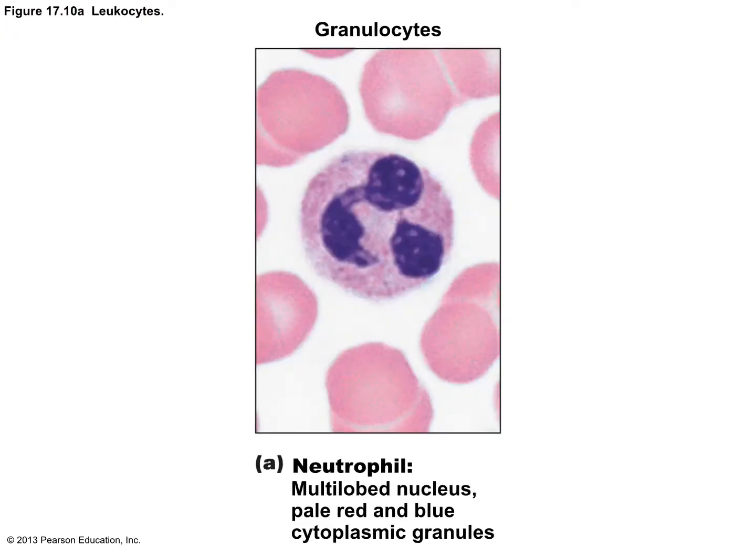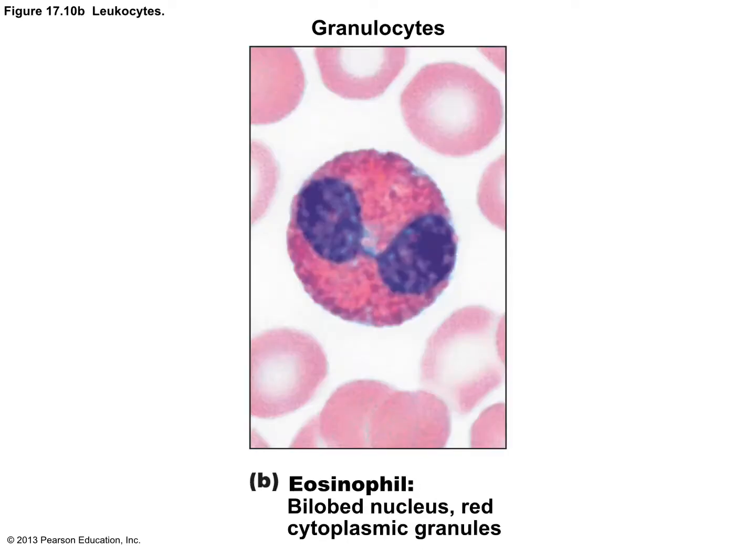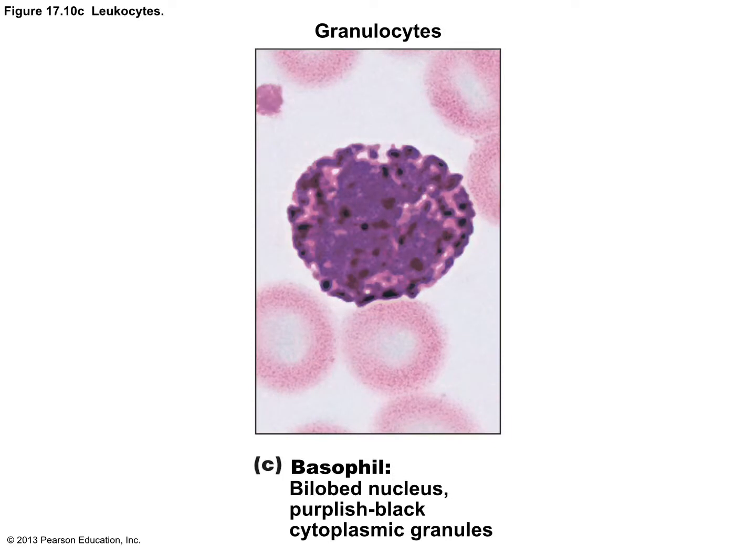Here's our multi-lobed nuclei. So we're looking at a neutrophil here. With the eosinophil, you can see the bilobed nuclei. There's two specific lobes of the nucleus. This is a basophil. To me, it looks like a fragmenting planet or asteroid. Sometimes it looks even more so like that, depending on what slide you're looking at. And this is a basophil.